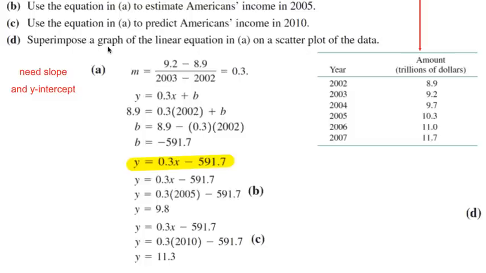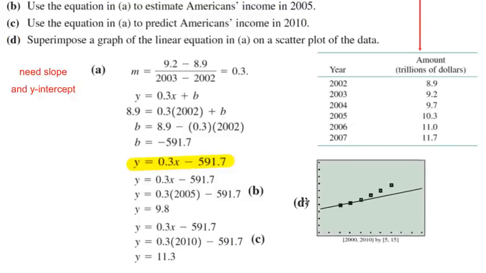Part D, superimpose a graph of the linear equation on a scatter plot of the data. So what you would want to do in your calculator is plug this equation in, put this data in the table on your graphing calculator, and then draw a scatter plot. So these dots right here are the scatter plot. If you don't know how to do that on your calculator, be sure to see me in class, and I can show you how to do this. And then here is the equation of the line.